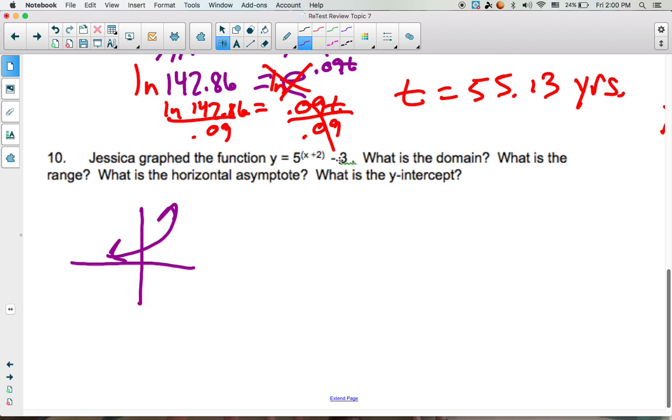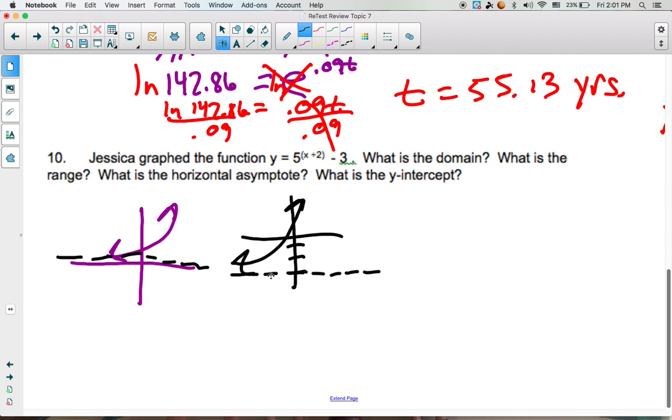Now, the minus 3 is going to shift the graph down 3 units. It starts out with an asymptote at the x-axis, so I'm going to just move it down 3. So here's our horizontal asymptote. And we're not too concerned with the points, but we know they're going to go left 2 and down 3. So I'm just going to put something over here like this. Just get a general sketch.